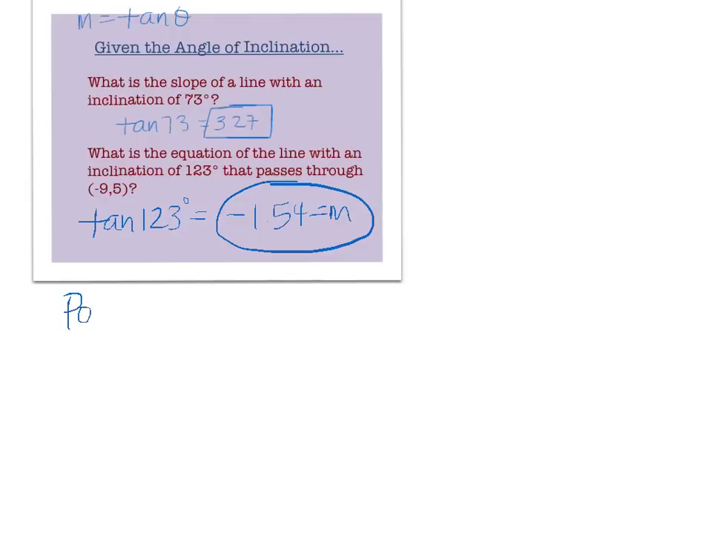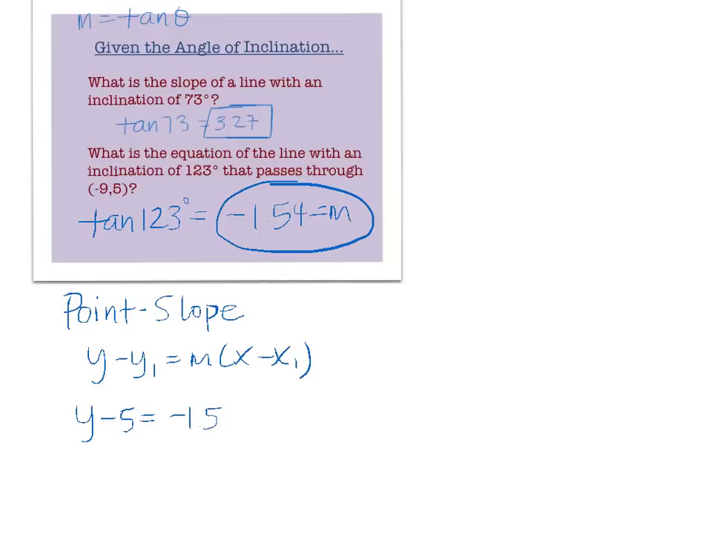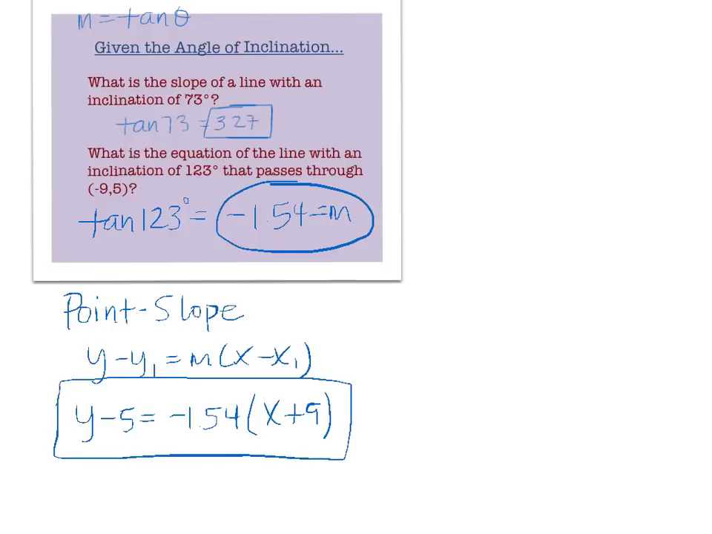The easy way to do this, and most people are a little less familiar with this, is point slope form: y minus y1 equals m times x minus x1. So if you use that (-9, 5) as x1 and y1, you can write y minus 5 equals negative 1.54 times x plus 9, since it would be minus negative 9. That's a perfectly good equation for this, and I would absolutely take that as an answer.